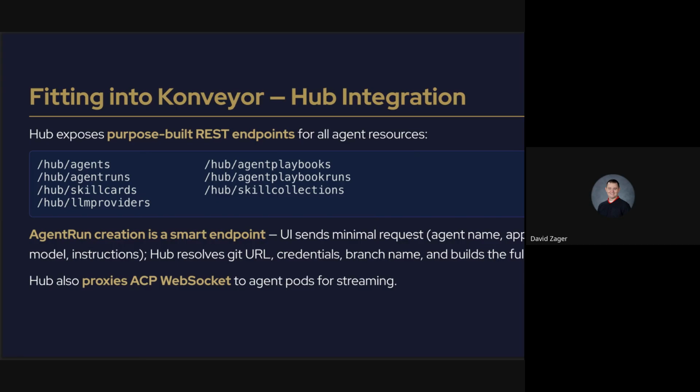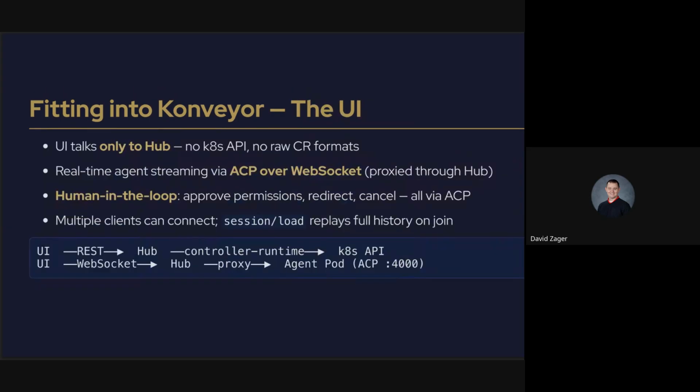The hub would also be the one that would be sort of the proxy for that ACP WebSocket to agent pods for that stream. The UI talks directly to the hub. There's no Kubernetes API, no raw CR work. The agent streaming, but this is still proof of concept and syncing phase. The ACP WebSocket is proxied through the hub.